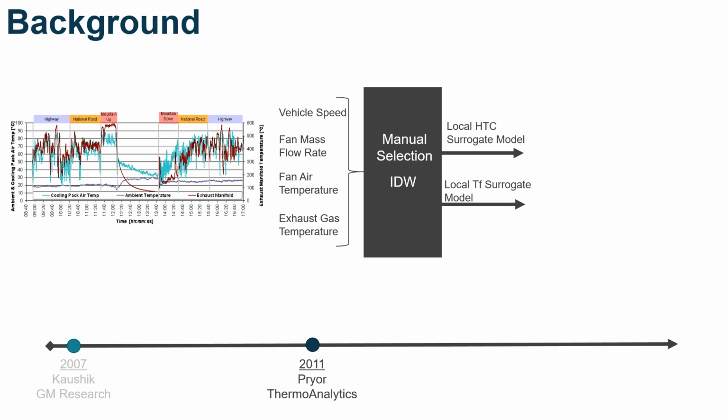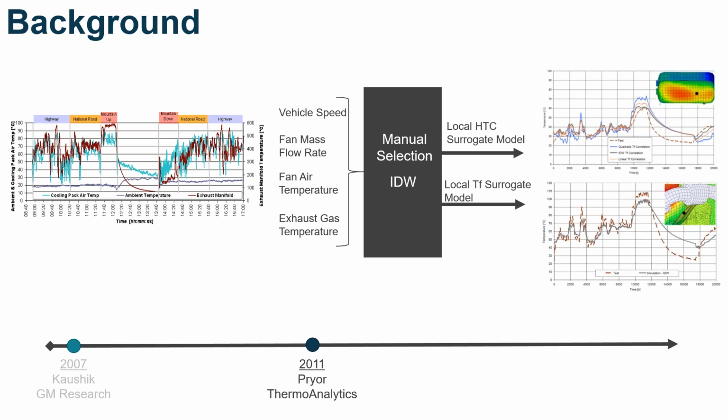Pryor showed that you could use vehicle speed, the fan mass flow rate, the fan air temperature, the fan blast temperature, and the exhaust gas temperature to characterize all the convective boundary conditions needed. He selected those with a manual method and then fit those with an inverse distance weighting to make them continuous, then applied those to his transient thermal models. Here you can see in the dashed burgundy line are the test results, and the gray line is the inverse distance weighting simulation. You'll see it again, we get very good correlation for a fraction of the computational cost.